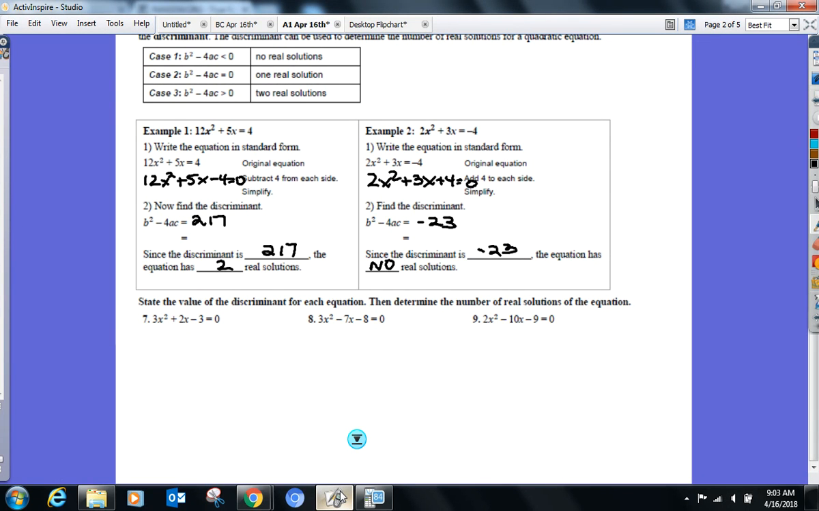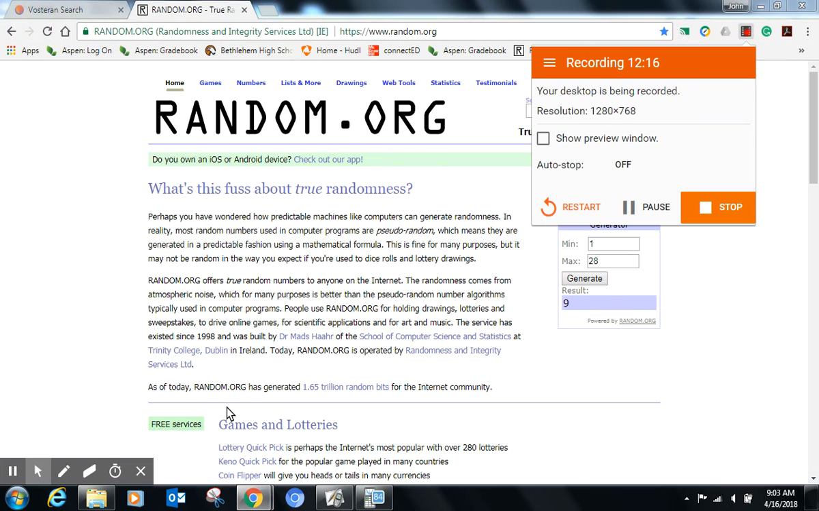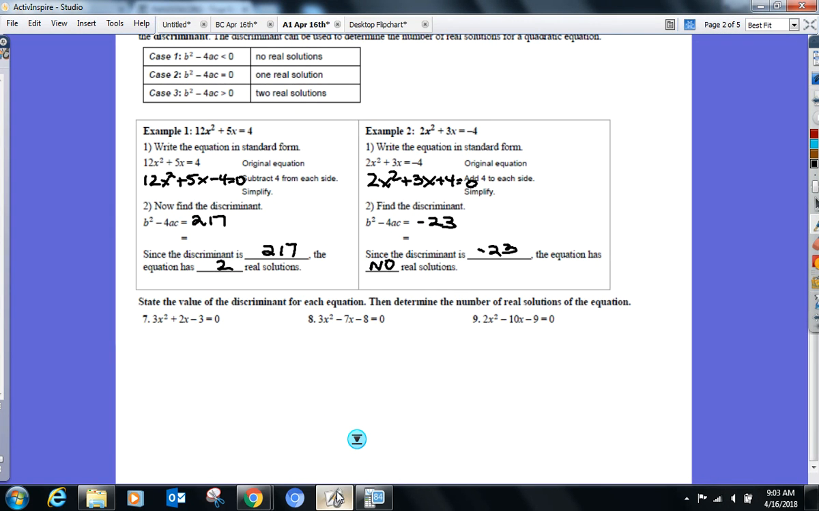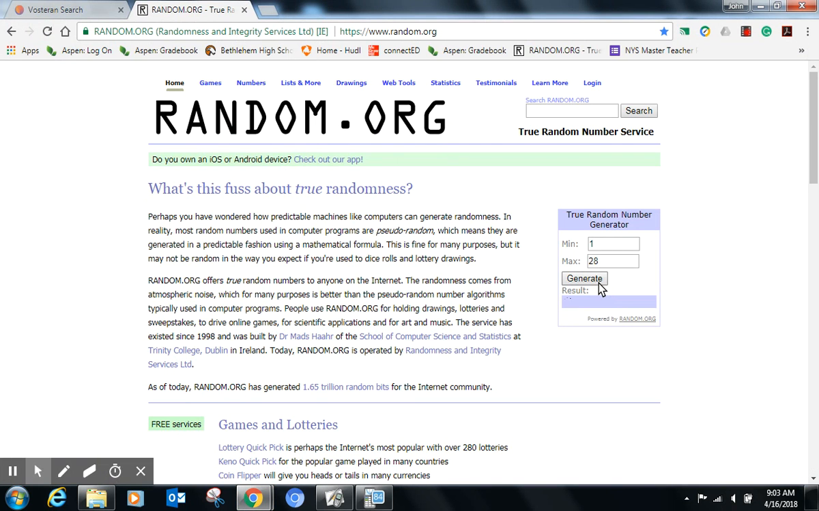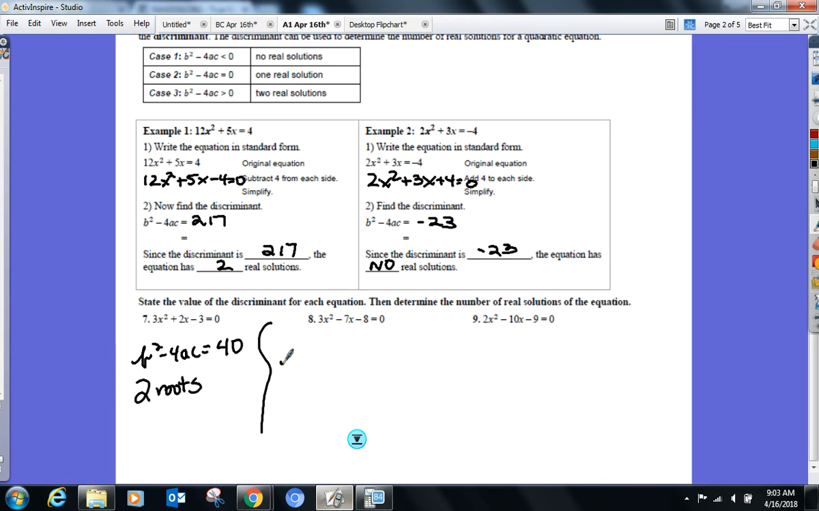All right, let's roll. 7. Tell me the discriminant. How many roots? Here you go, 19, discriminant. Oh, I'm sorry, I'm on 7, right? Yeah, 7. 40? That means how many roots does it have? 2 roots, yep. Okay, let's keep this train going. 8, discriminant, how many roots? 26, discriminant. No, 26, okay.